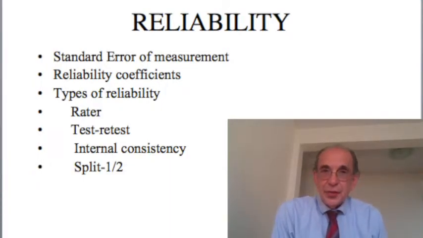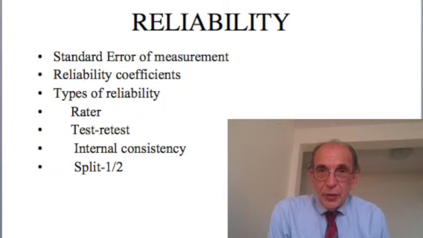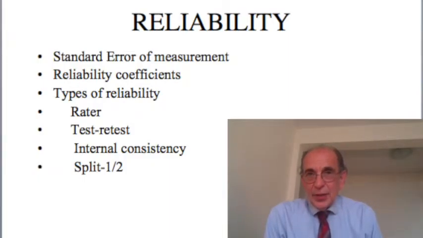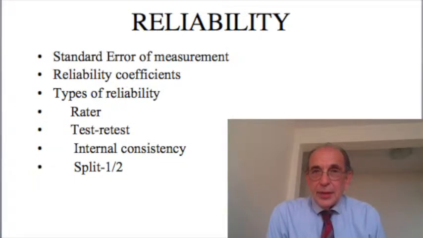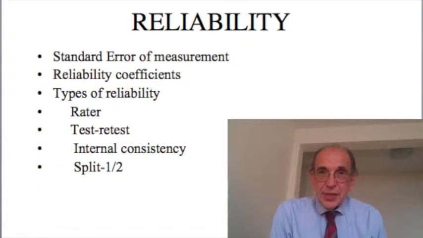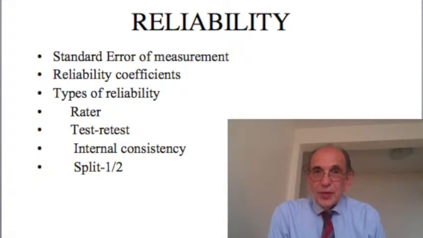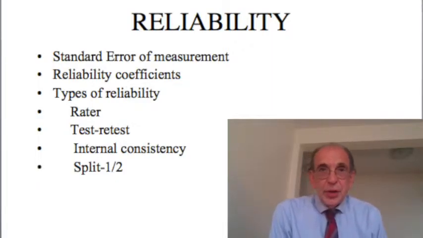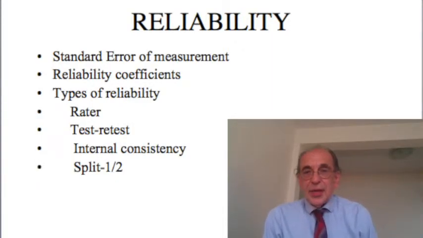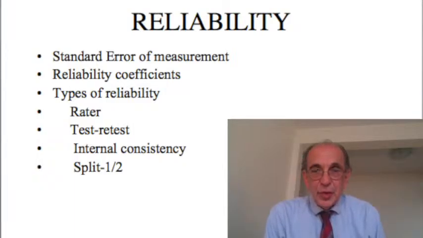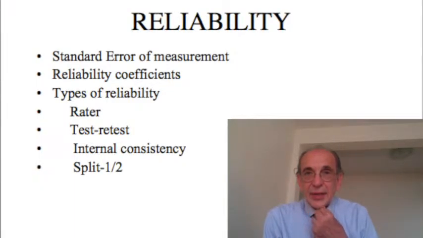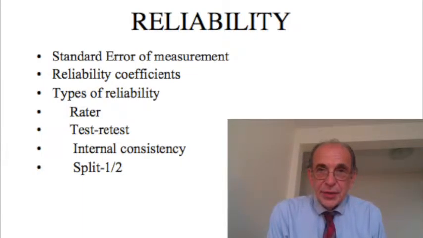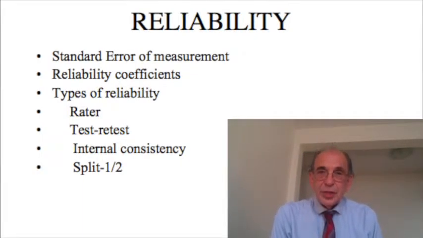Now, what's the difference? Reliability refers to consistency within an assessment instrument, and there are multiple types of consistency, whereas validity refers to whether the assessment actually evaluates what it claims to be evaluating. And there are multiple kinds of evidence of validity that we'll be touching upon here.